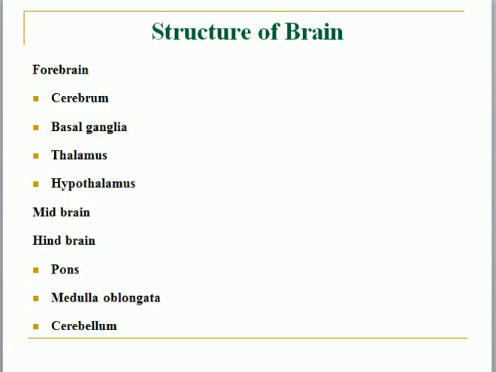If we come to the structure of the brain, the forebrain itself has some functional parts. For example, the forebrain is made of the cerebrum, the basal ganglia, the thalamus and the hypothalamus.